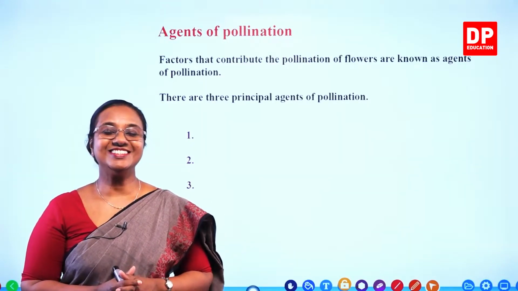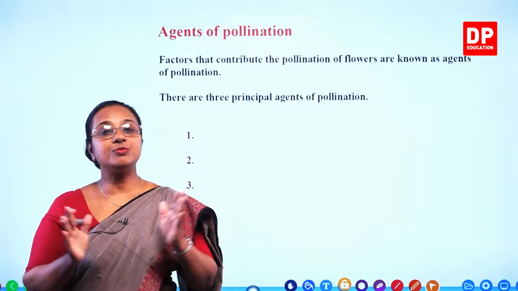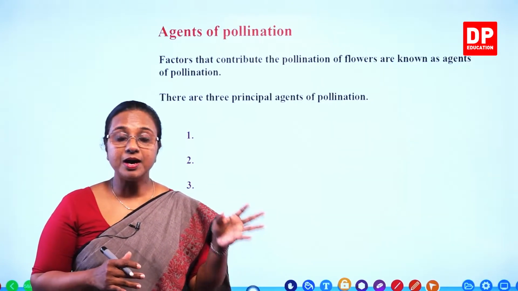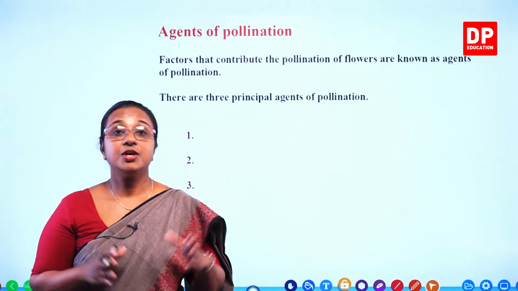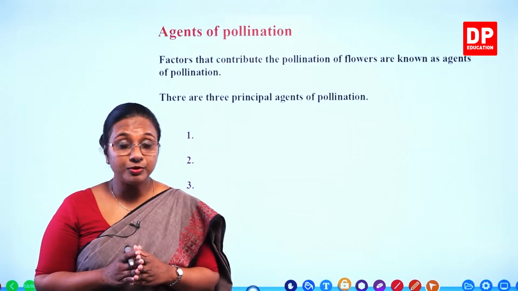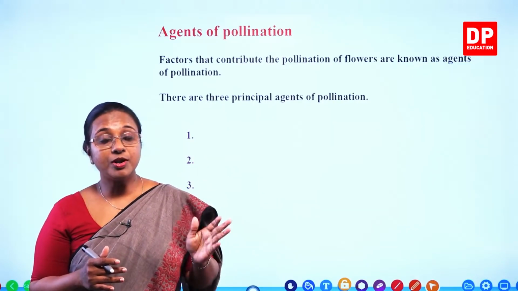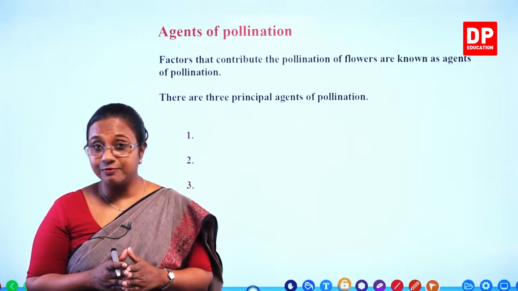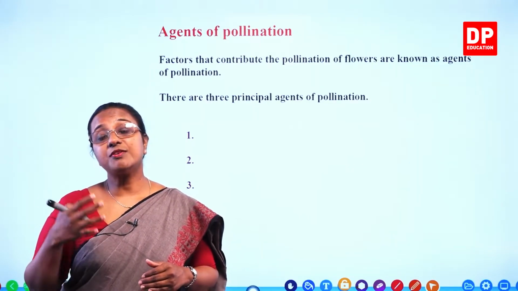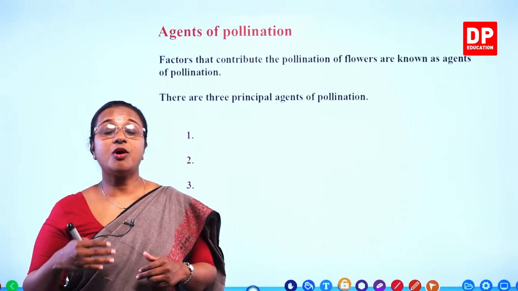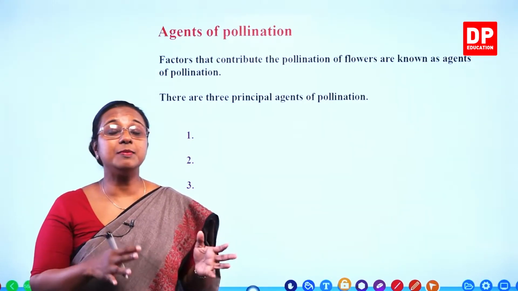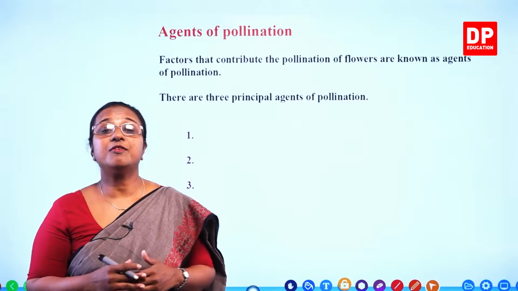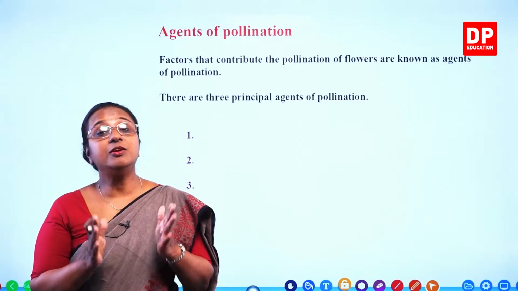Hello my dear students. So we have already discussed what pollination is. The depositing of mature pollens on the stigma of a flower of the same species. Under that we discussed two types of pollination. Self-pollination: if the pollens of a flower are deposited on the stigma of the same flower, we call it self-pollination. But if the pollens of the flower are deposited on the stigma of another flower belonging to the same tree, same plant or a plant of the same species, then we call it cross-pollination.